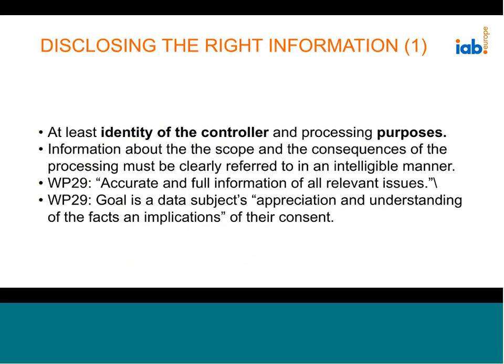So the first step in obtaining valid consent is making sure the data subject is informed. And the GDPR states that in order for consent to be informed, at least the identity of the controller or controllers and the processing purposes need to be known to the data subject. Moreover, the scope and the consequences of the processing need to be referred to in an intelligible manner. So you need to provide this information in simple terms, if you will. The Article 29 Working Party interprets this requirement as the need to provide accurate and full information of all relevant issues. And the goal, in their view, is making sure that the data subject has an appreciation and an understanding of the facts and implications of their consent.